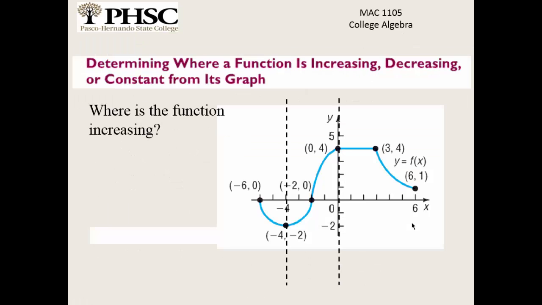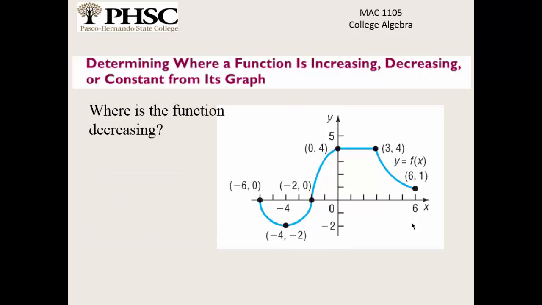So now we're going to determine whether a function is increasing, decreasing, or constant, and we're going to look at the graph to determine this. So where is the function increasing? Here we can see that between when x is negative 4 and x is 0, the function is increasing. And it's increasing because f of negative 3 is greater than f of negative 4. F of negative 2 is greater than f of negative 3, and so on up to when x equals 0. So when x equals 0, it is greater than all of the values that came before it.